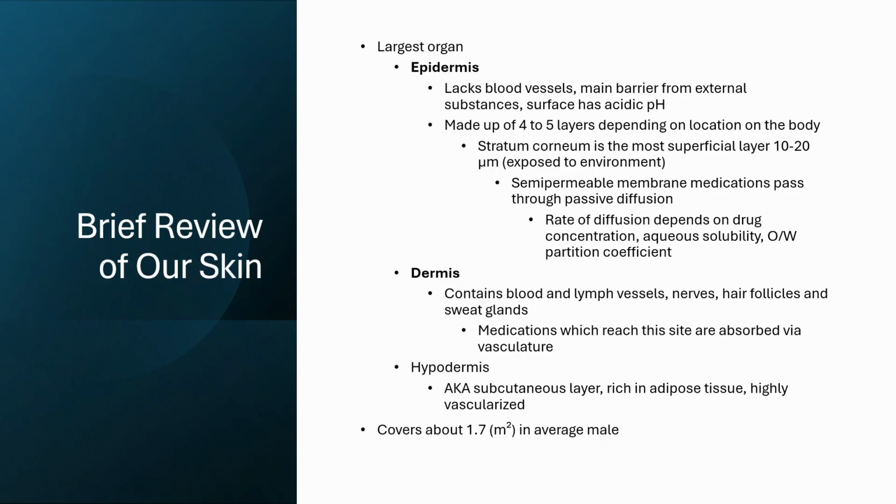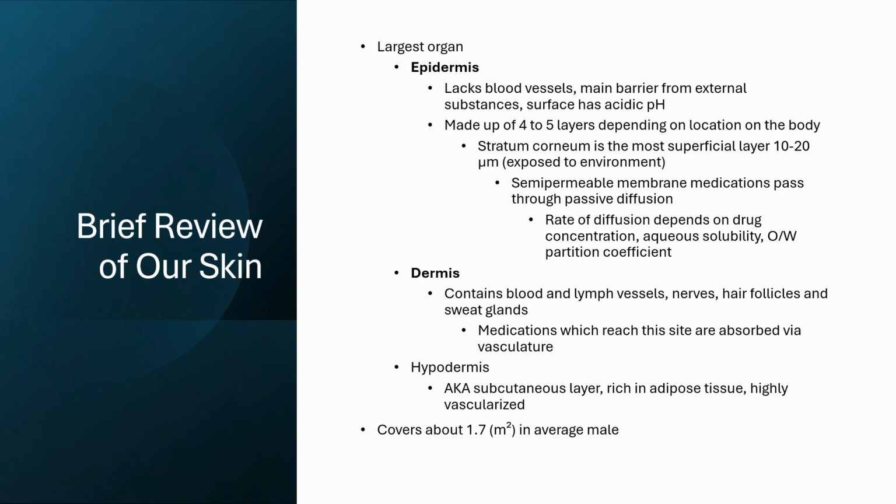The skin surface is acidic compared to inner layers, which have a physiological pH. The change in pH across the different layers aids in preventing microorganisms from penetrating deeper into our skin. The epidermis is made up of 4 to 5 layers depending on its location. The stratum corneum is the most superficial layer and is roughly 10 to 20 micrometers in thickness.